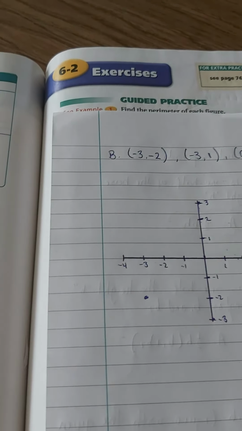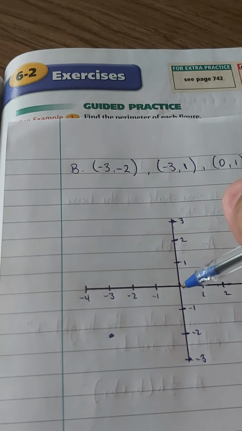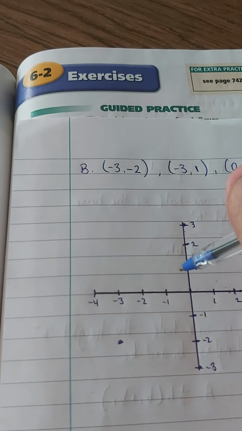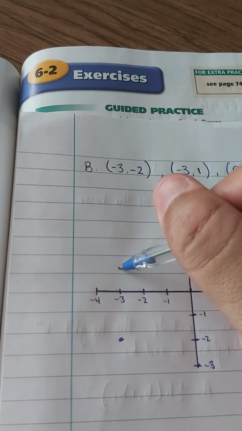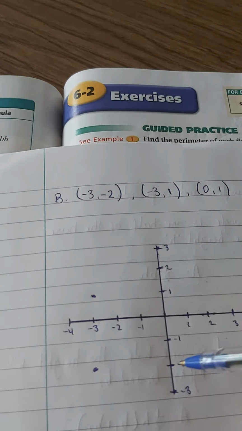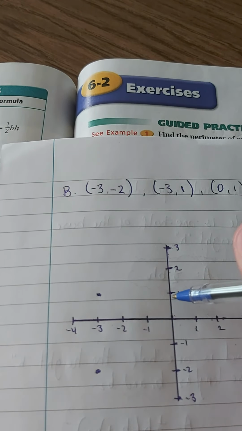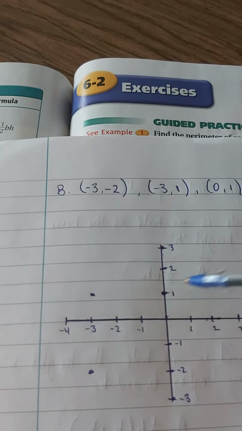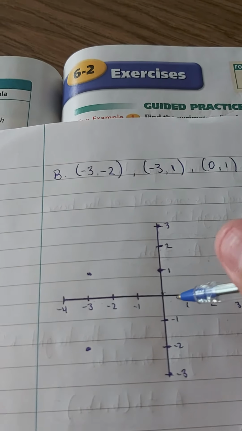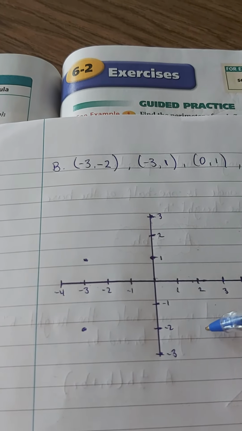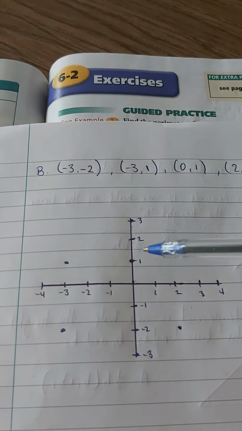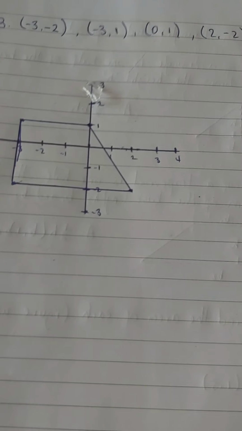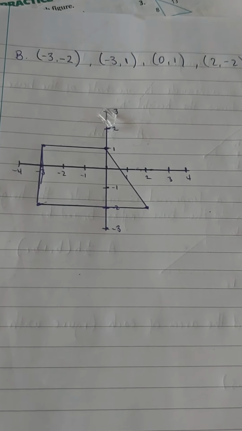Okay? Then (-3, 1). Then (0, 1). And (2, -2). Okay, so here we have our vertices. Now we connect the points. So here we have our trapezoid.